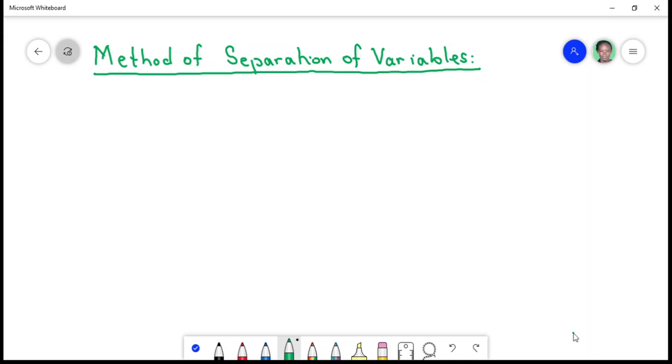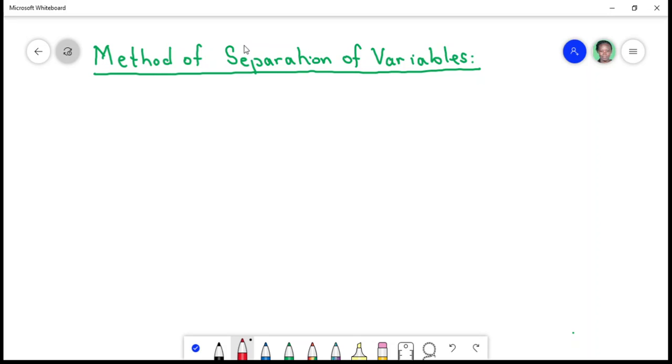In finding the general solution or the particular solution of a differential equation, there are many different methods you could use to solve it. One of the methods we are discussing today is the separation of variables. So we are looking at separation of variables today.